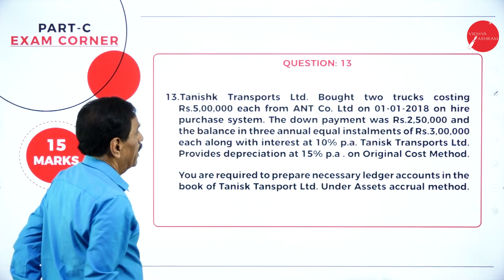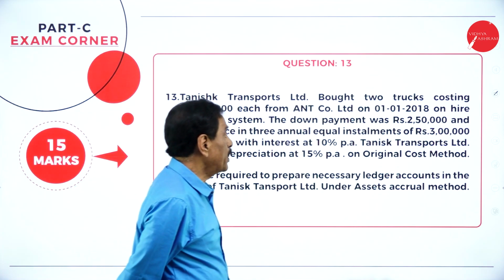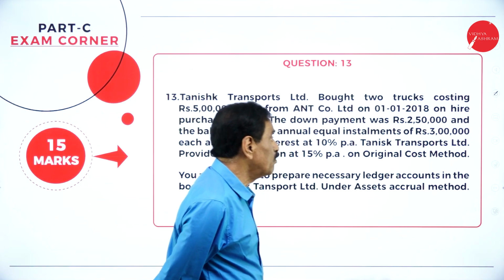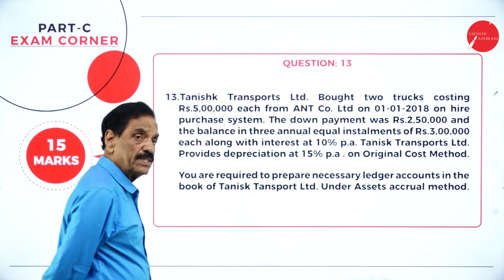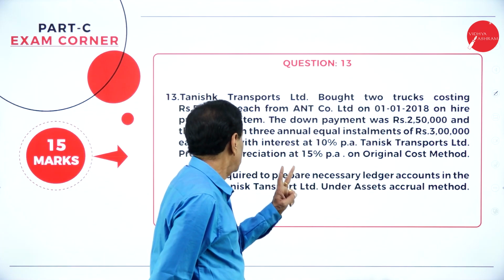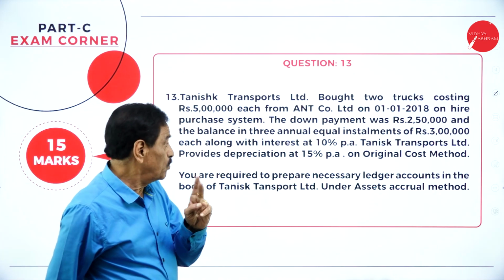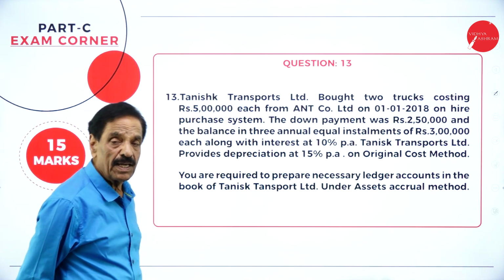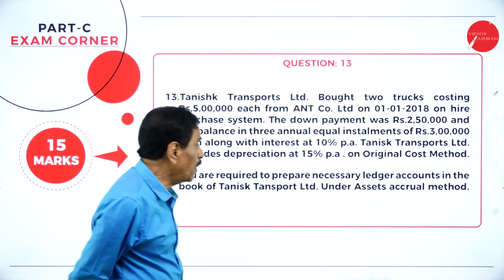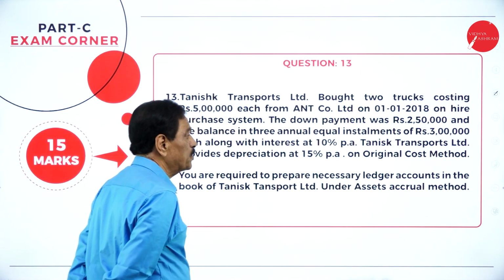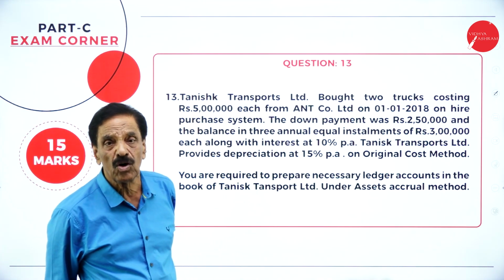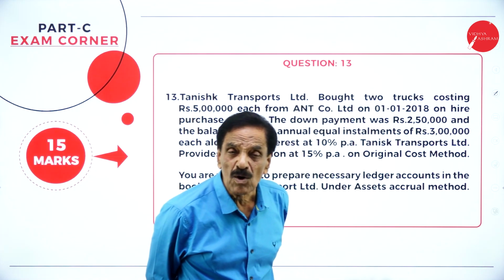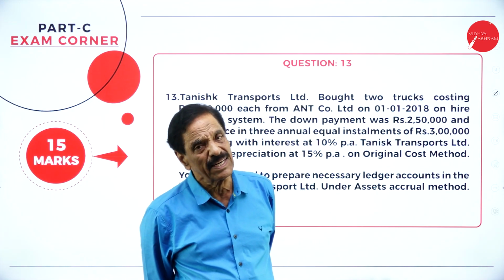Tarnished Transport Limited bought 2 trucks costing rupees 5 lakh each from A&T Company on 1/1/2018 on hire purchase system. Means we purchase 2 trucks at 5 lakh each, that is 10 lakh rupees. The down payment was 2 lakh 50,000. Out of 10 lakh, you have paid 2,50,000, and the balance 7,50,000 is to be paid in 3 annual installments of 3 lakh each. You are paying 9 lakhs instead of 7,50,000. Whatever the difference comes, that is the interest.